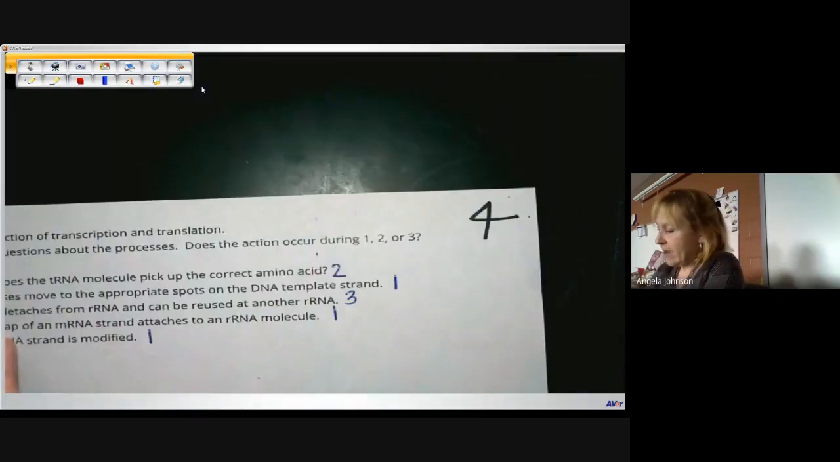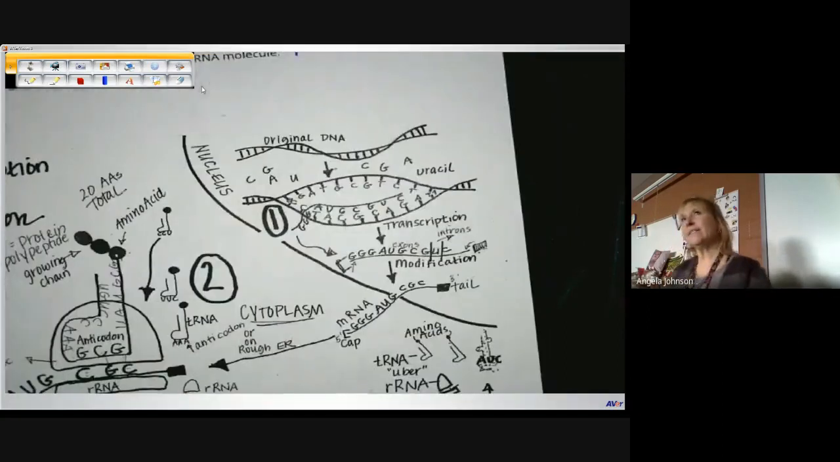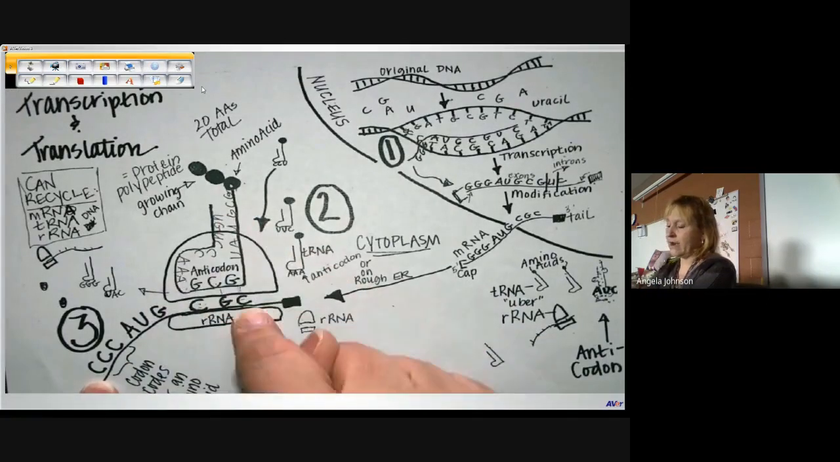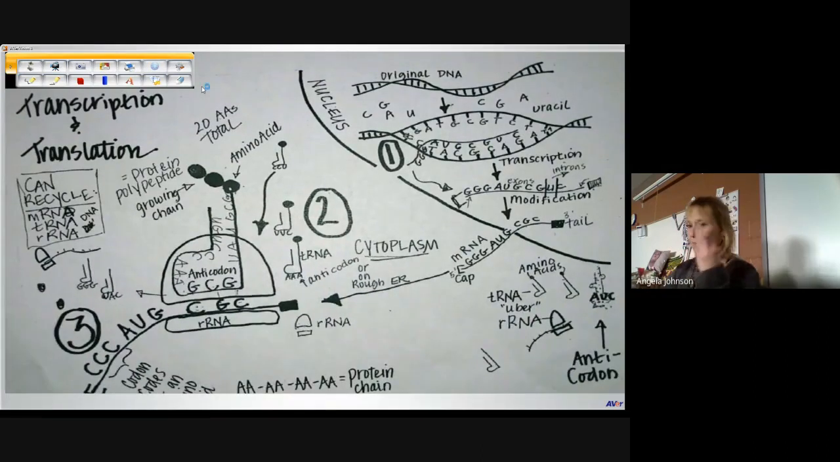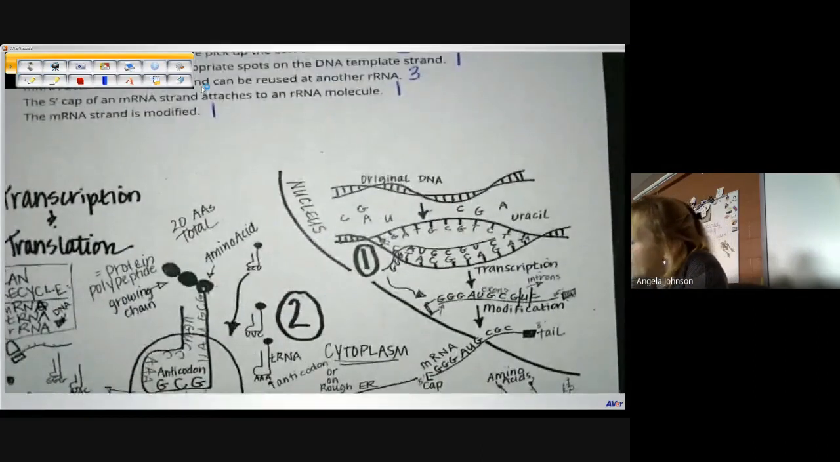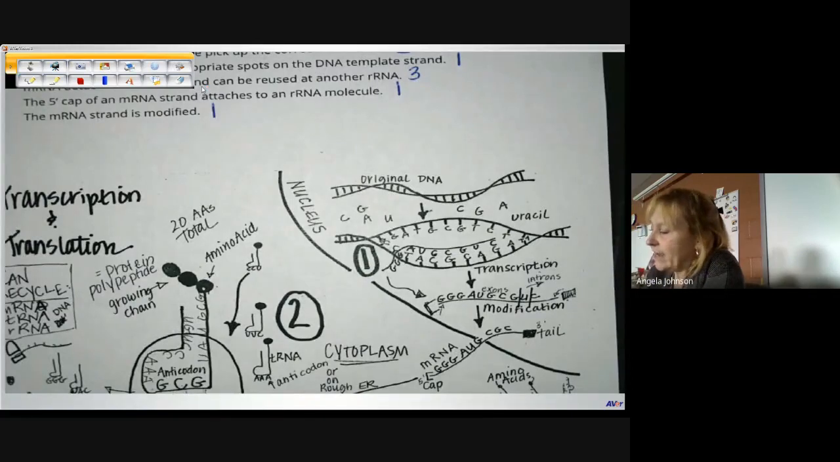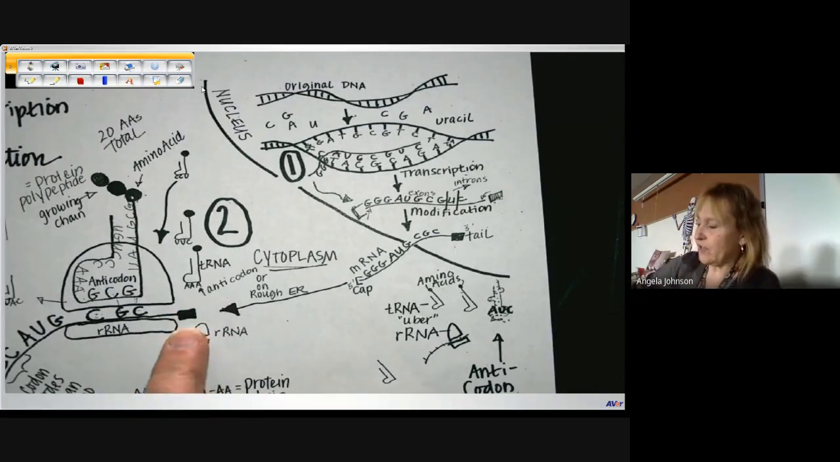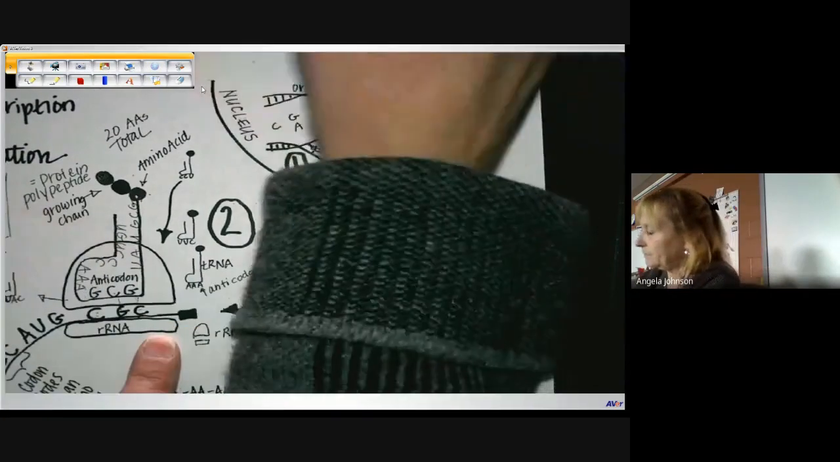mRNA detaches from rRNA and can be reused. When do I see both the mRNA and the rRNA? Right here. This is mRNA. This was our RNA. This can be reused. Number 3. The 5' cap of an mRNA strand attaches to the rRNA. It has to be here. Wait, I put down the wrong number. The 5' cap attaches to the rRNA molecule. That would be 2. I read it too fast.